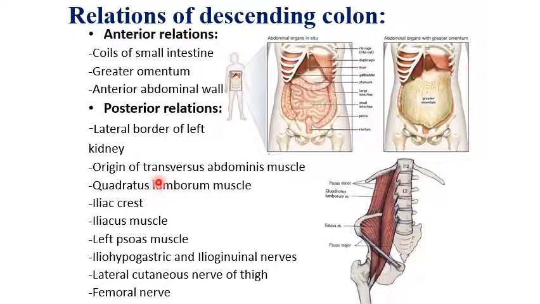Then the back muscles, transversus abdominis, that's origin. Then quadratus lumborum muscle, iliac crest, then iliacus muscle, the left psoas major muscle, then iliohypogastric and ilioinguinal nerves, and the lateral cutaneous nerve of thigh and femoral nerve also will come in its posterior relation.